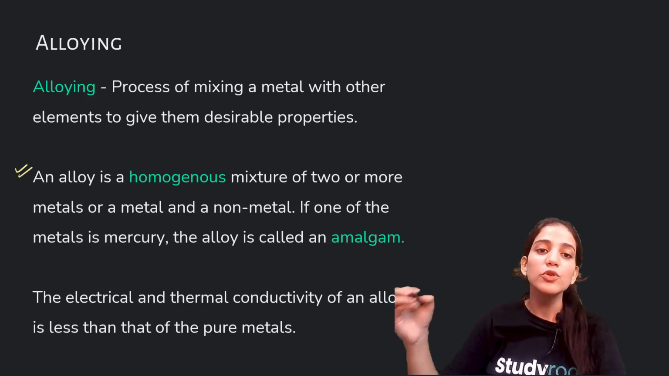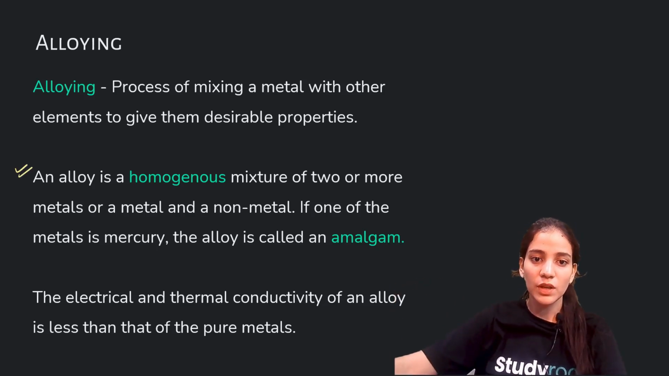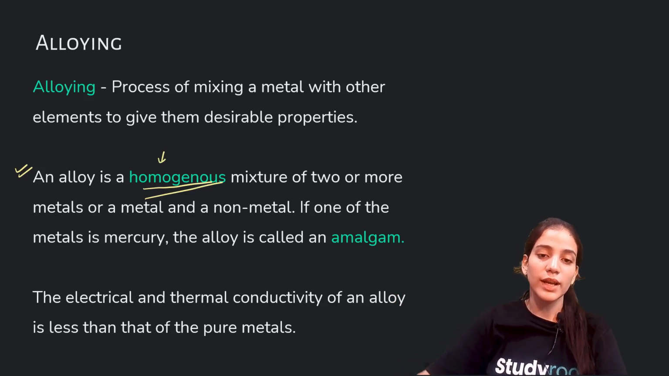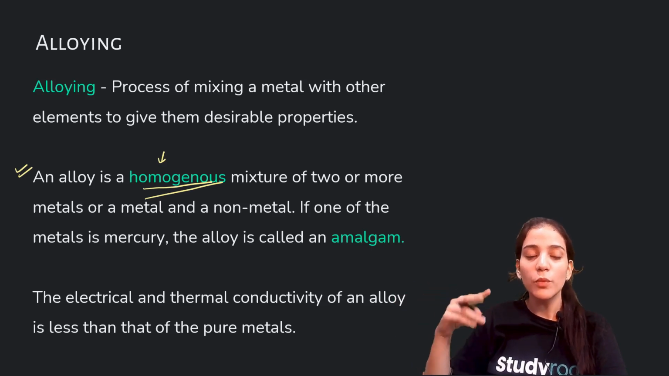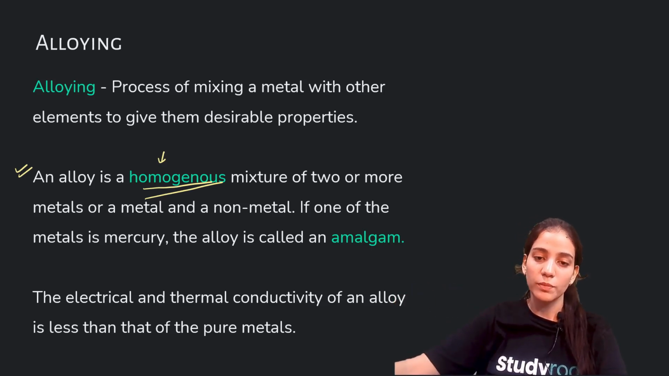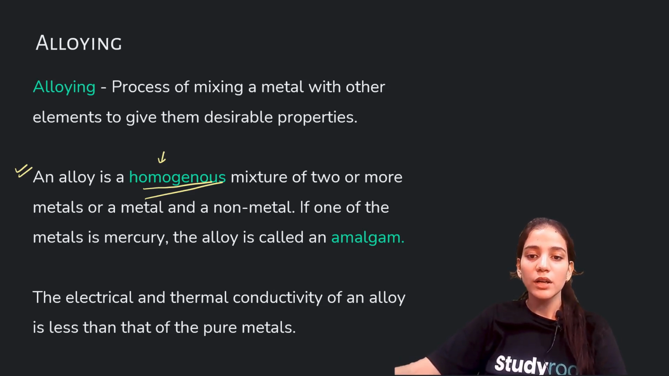An alloy is a homogeneous mixture, that is, they are mixed perfectly. It is a homogeneous mixture of two or more metals, or a metal and a non-metal. It does not necessarily have to be a mixture of two metals. It can be of a metal and a non-metal, and if one of our metals is mercury, then the alloy is called an amalgam.